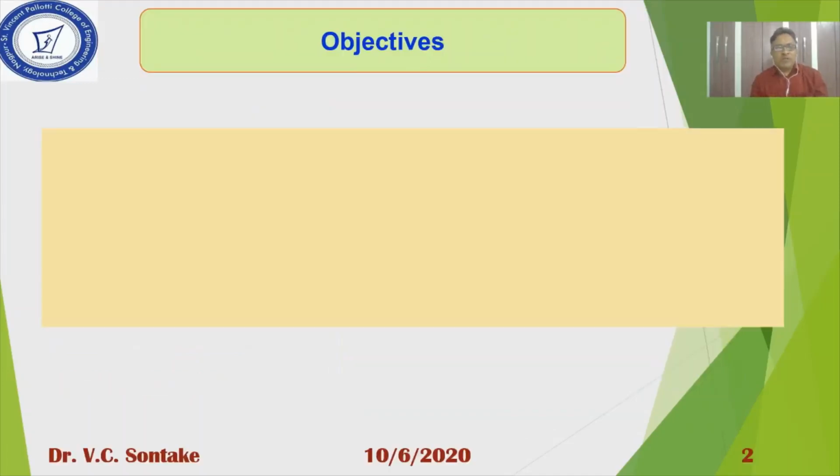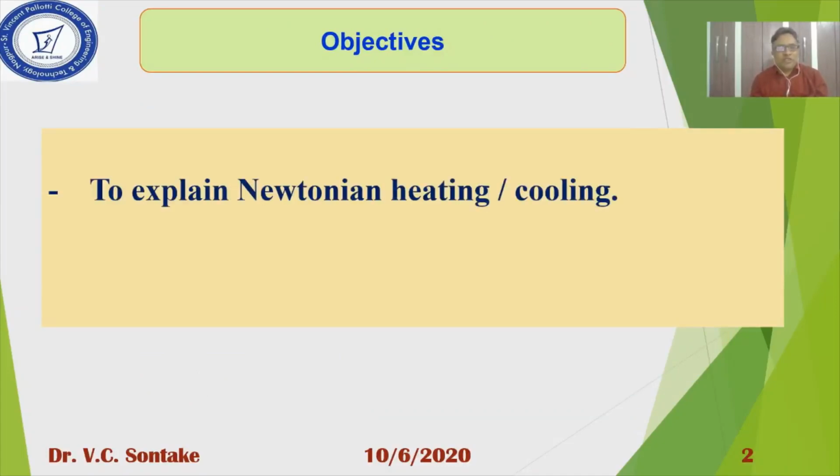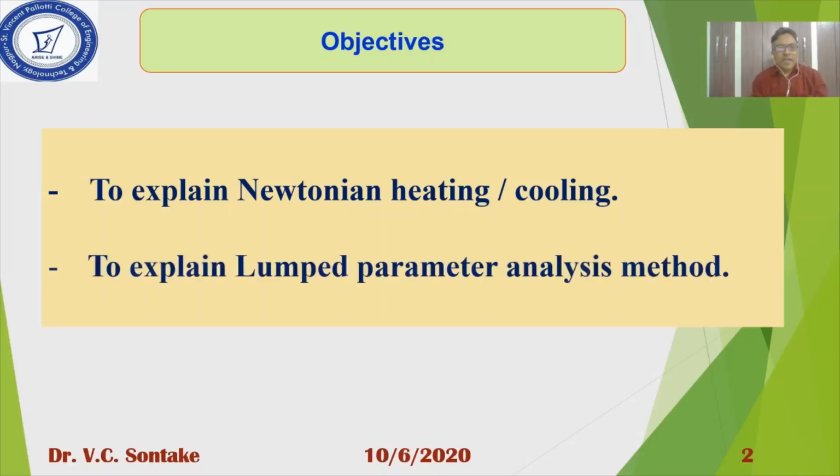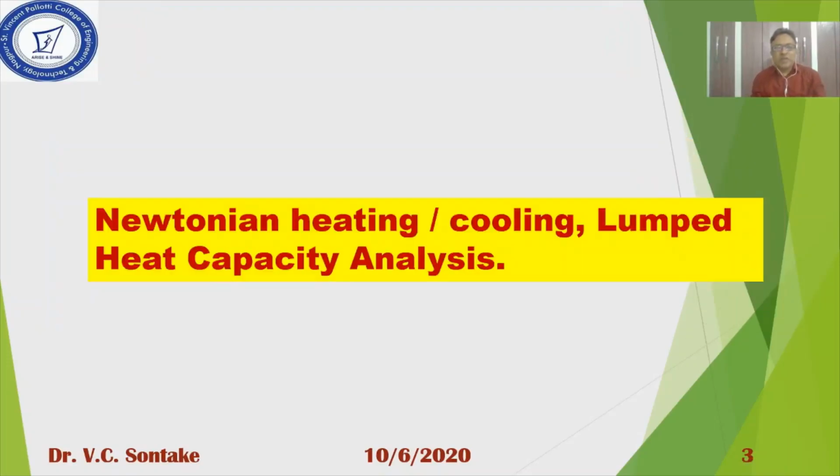So objectives of today's video lecture are: first, to define and explain Newtonian heating or cooling, and second, to explain the lumped parameter analysis method or lumped capacity analysis. Let us start our discussion with Newtonian heating or cooling, followed by the explanation of lumped parameter analysis or lumped heat capacity analysis.